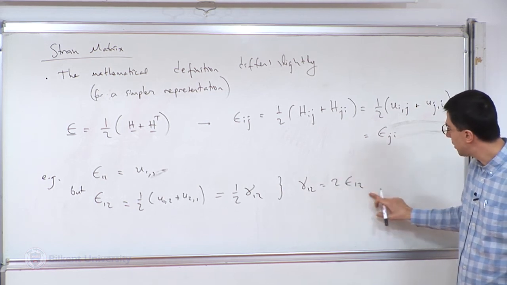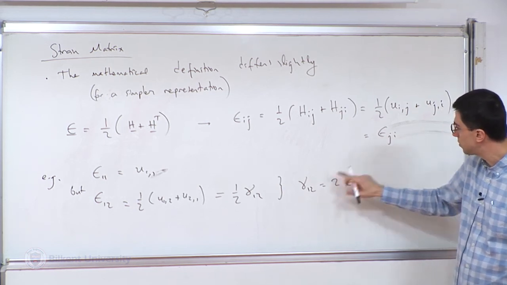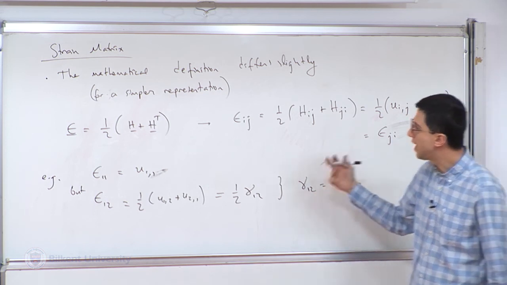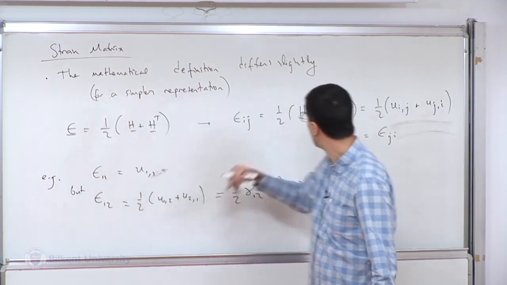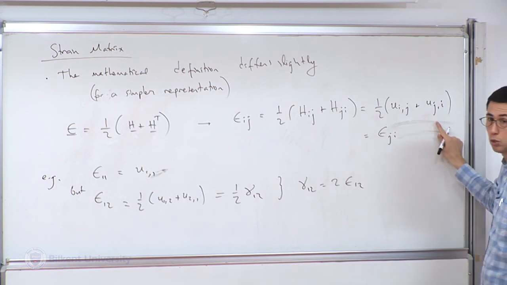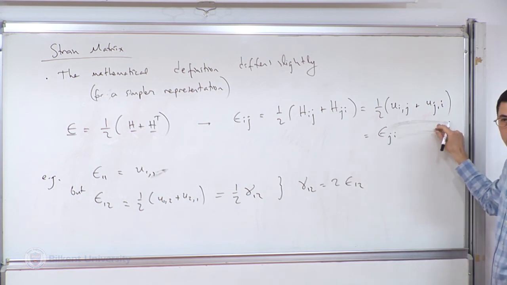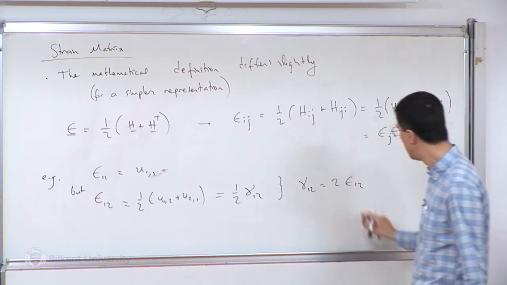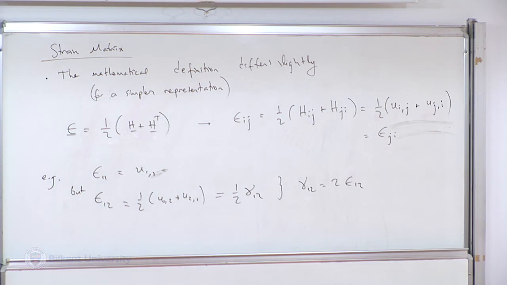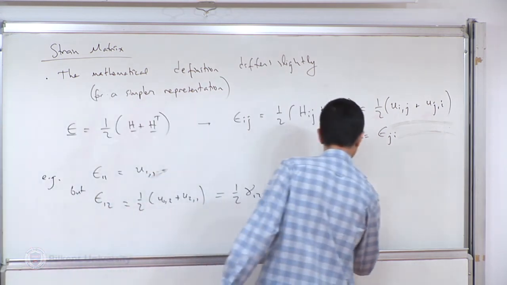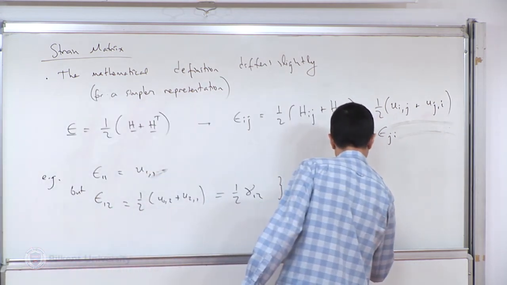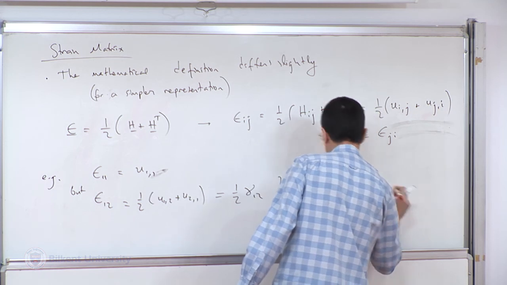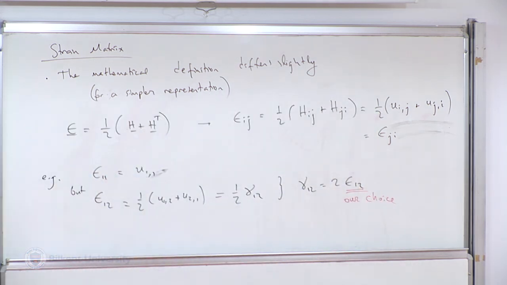But the nice thing about using this expression 1, 2 instead of gamma 1, 2 is that every component of epsilon, every component, whether normal or shear, is based on the same mathematical expression. That is the advantage or simplicity of expression. So this is our choice for shear strain. That's what we are going to use.